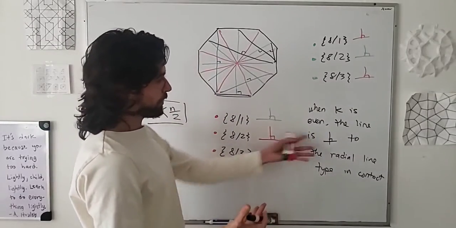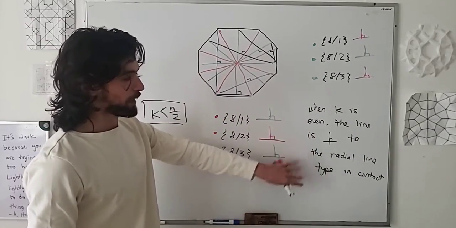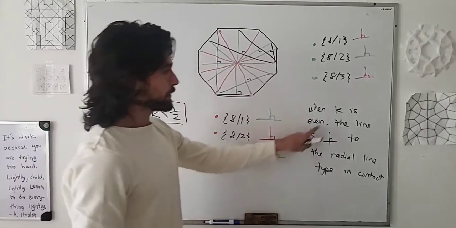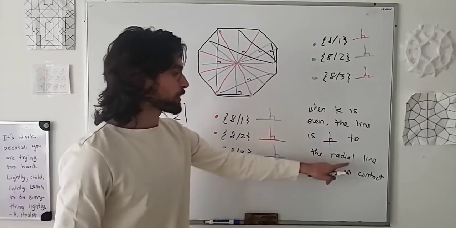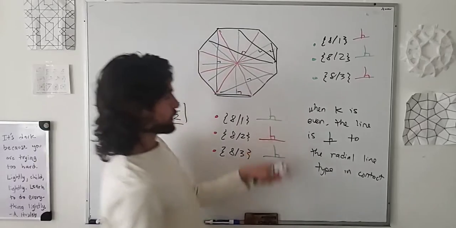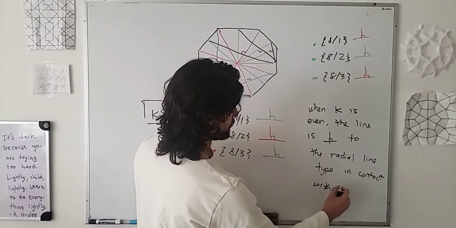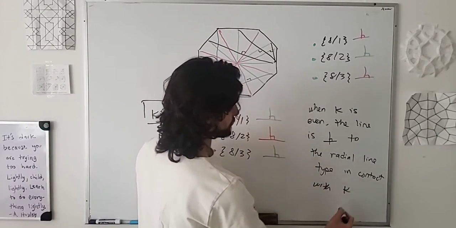I guess I don't know how to say this. This one is badly worded. When k is even, it's perpendicular to the radial line type in contact with k, I guess.